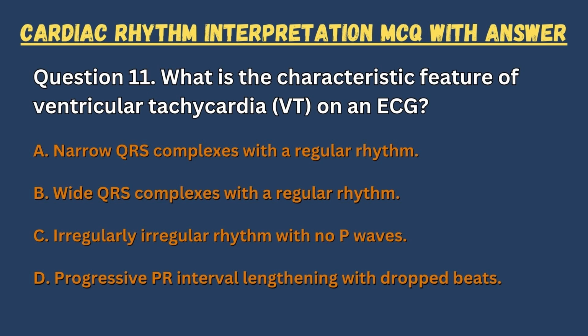Question 11. What is the characteristic feature of ventricular tachycardia, VT, on an ECG? A. Narrow QRS complexes with a regular rhythm. B. Wide QRS complexes with a regular rhythm. C. Irregularly irregular rhythm with no P waves. D. Progressive PR interval lengthening with dropped beats.